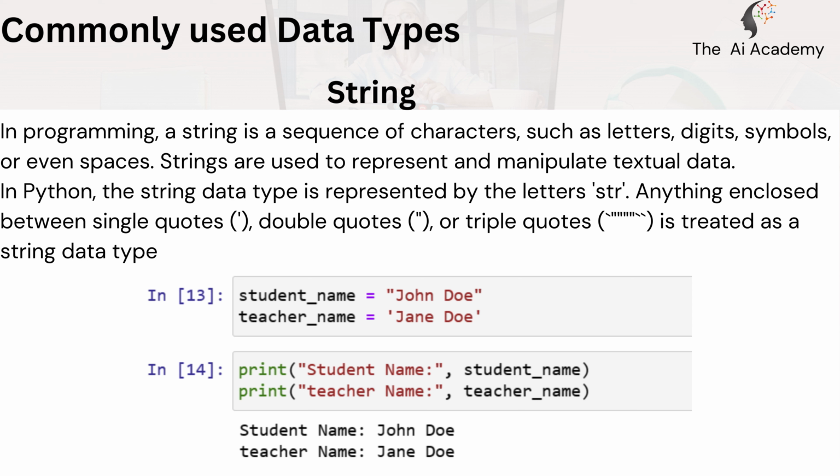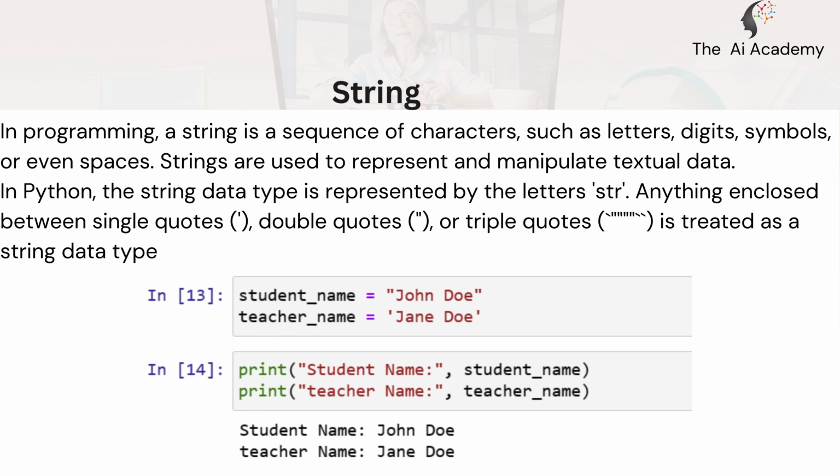teacher_name = 'Jane Doe'. In this line, we are creating a variable and assigning it the value Jane Doe. The value Jane Doe is enclosed within single quotes, which is also a valid way to represent a string in Python. After this assignment, the variable holds the string value Jane Doe.